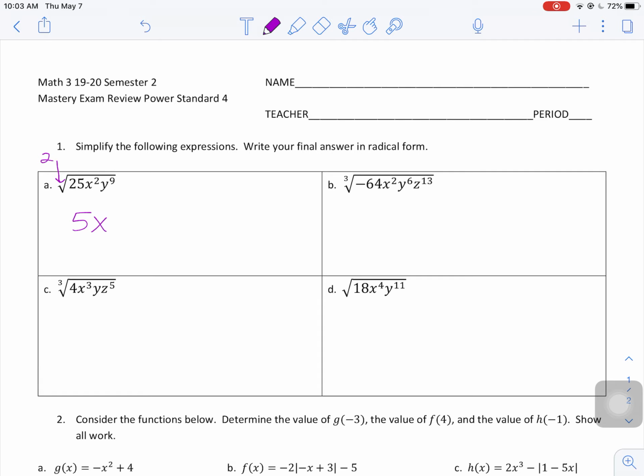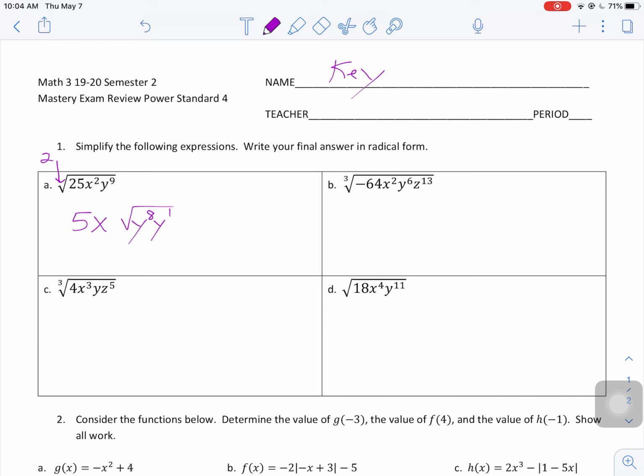So I would want to break down y to the 9th. So what I do is I try the first exponent lower than 9. So I'll try 8. And then I'll check and see if 8 is divisible by whatever my index is. So 8 divided by 2, that does divide out evenly. So I want to split y to the 9th into y to the 8th and y to the invisible 1.